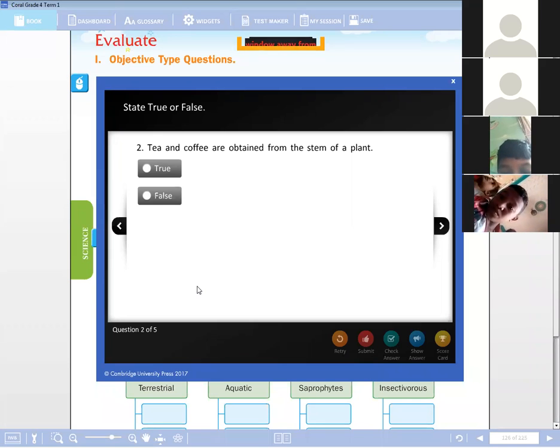True. Yatish and Sai Swarup are telling it's true. We receive coffee and tea from stems? Okay, I'll check it. But I say false. Yes, false is the correct answer, children, because tea we obtain from leaves and coffee we obtain from seeds. So it is a false statement.